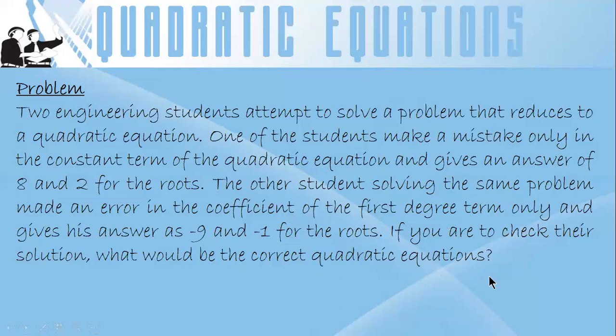Okay. Two engineering students attempt to solve a problem that reduces to a quadratic equation. One of the students makes a mistake only in the constant term of the quadratic equation and gives an answer of 8 and 2 for the roots. The other student, solving the same problem, made an error in the coefficient of the first degree term only and gives his answer as negative 9 and negative 1 for the roots. If you are to check their solution, what would be the correct quadratic equation?